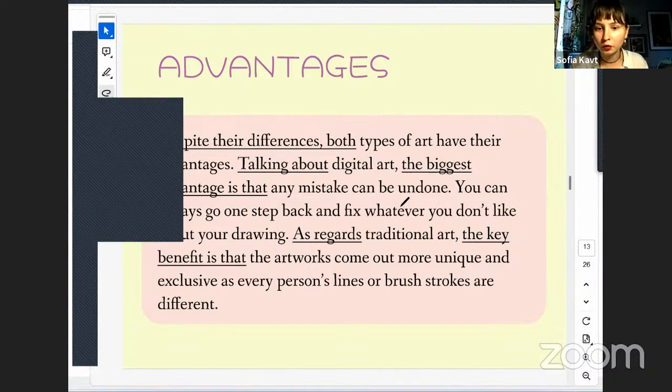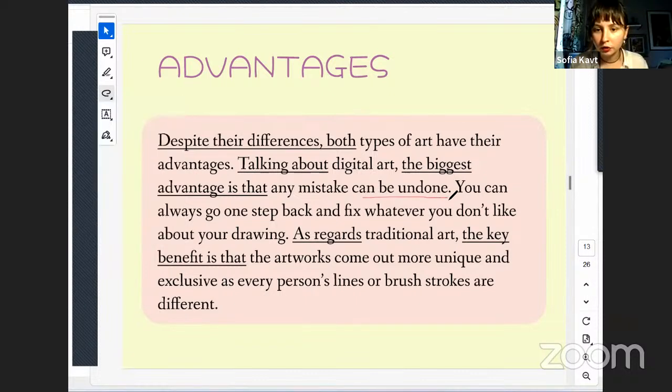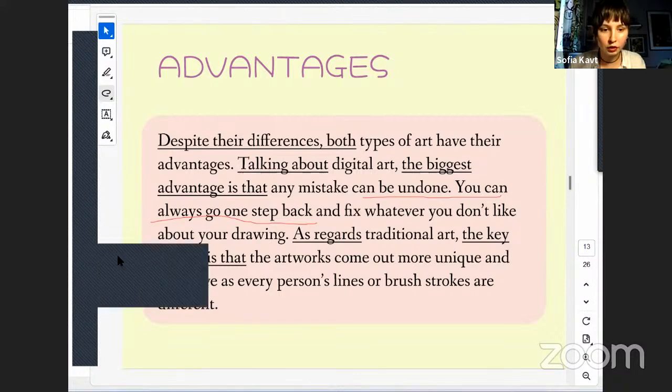Actually, it's not impossible to combine, for instance, these two sentences into one. To shorten it a little bit, we can say, for instance, talking about digital art, the biggest advantage is that any mistake can be undone, and you can always fix whatever you don't like about your drawing. If your pace of speech is not fast enough.